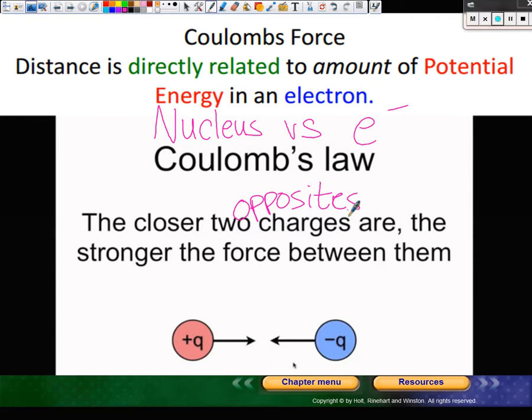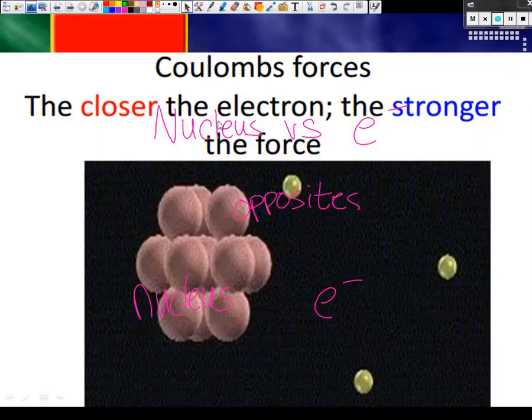Now, up here, I wrote that this is the nucleus versus the electron. What color sphere would represent the nucleus? Why? It's positive. Now, the problem is that what 2 things are in the nucleus? Protons, but what's the charge of a neutron? So it doesn't matter. And we obviously know that the blue one is going to be what? The electron. So the closer the 2 are together, the stronger the force between them.